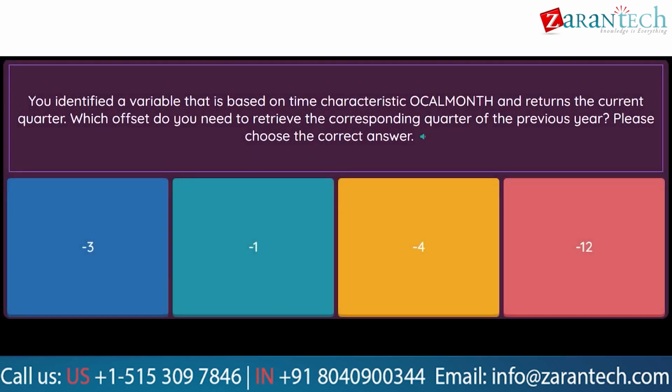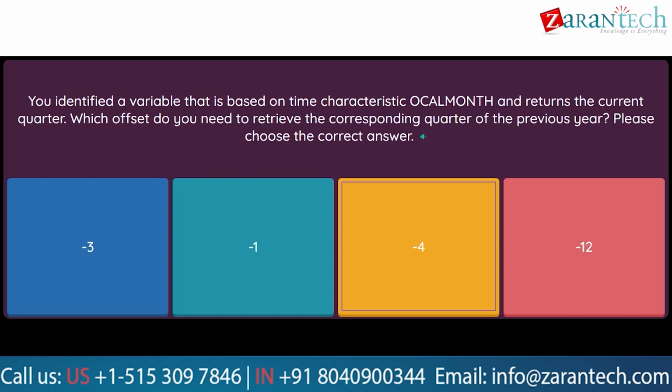Question: you identified a variable that is based on time characteristic 0CALMONTH and returns the current quarter. Which offset do you need to retrieve the corresponding quarter of the previous year? Please choose the correct answer. Option 1: minus 3. Option 2: minus 1. Option 3: minus 4. Option 4: minus 12.